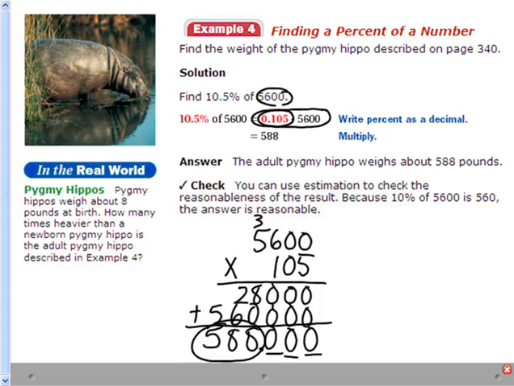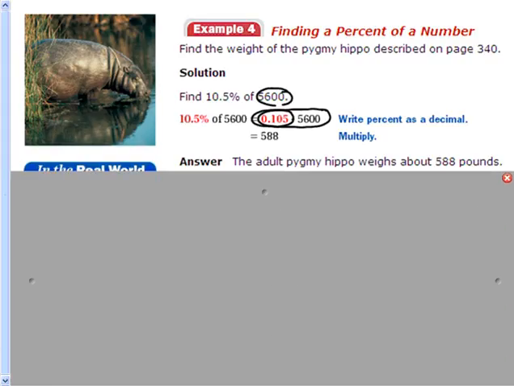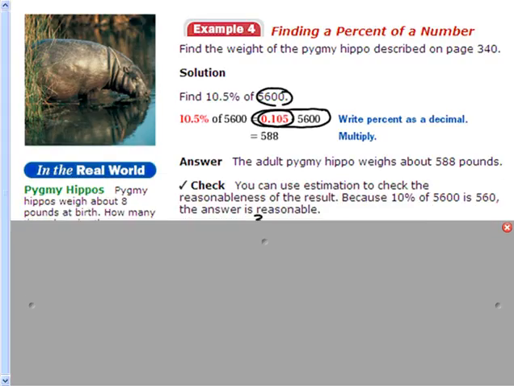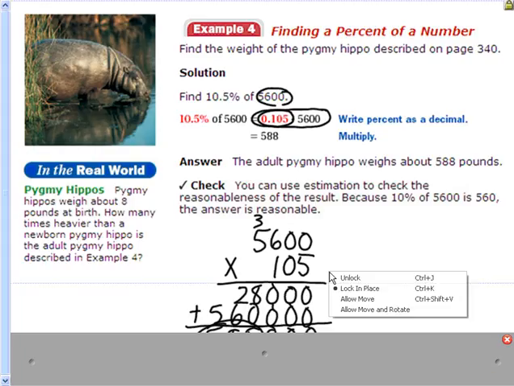You could do the same using lattice if you wanted to. So the answer to the question is the adult pygmy hippo weighs about 588 pounds. You can check for reasonableness. You can use estimation to check the reasonableness of the result, because 10% of 5,600 is 560. The answer is reasonable. Now, where did that 10% come from?